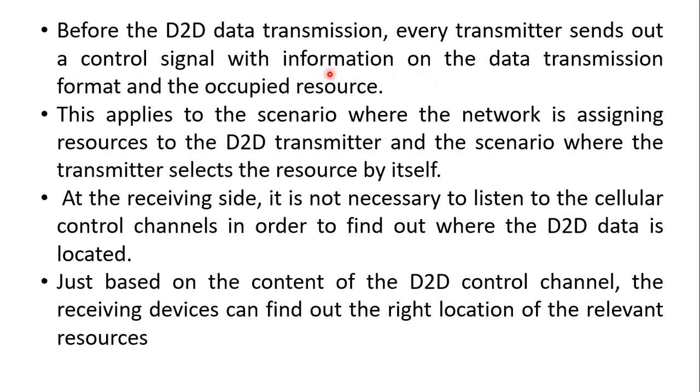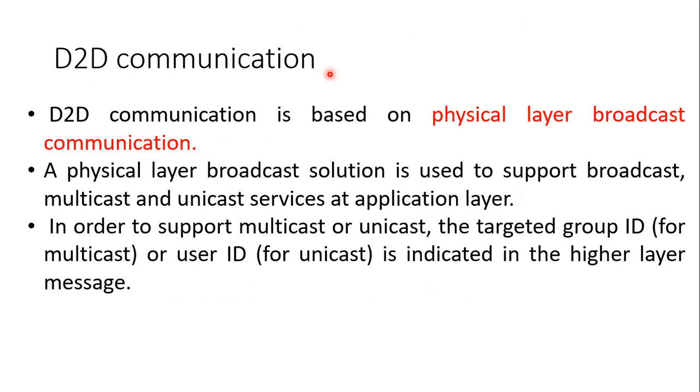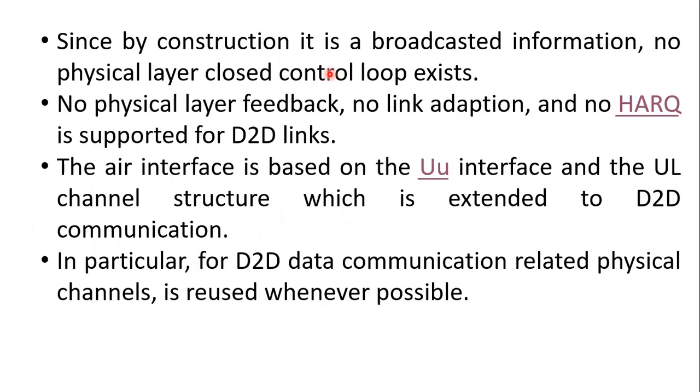So, in the previous session, we studied D2D communication, where D2D communication is based on physical layer broadcast. The physical layer broadcast solution is used to support broadcast, multicast, and unicast service at the application layer. In order to support multicast or unicast, the target group ID or the user ID is indicated in the message itself, since by construction it is broadcasted information.